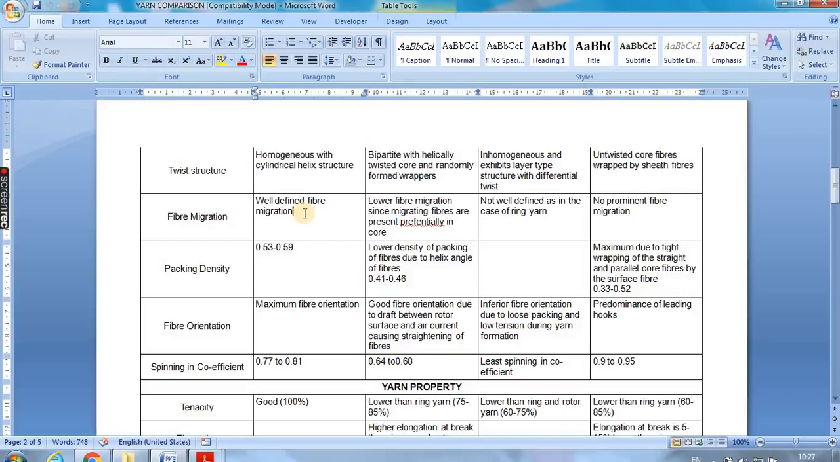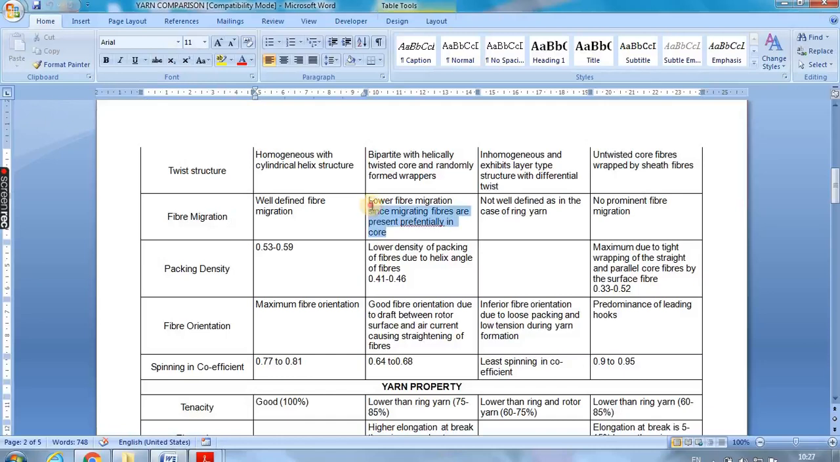We have seen two theories of migration. The first theory is based upon the geometrical migration, that is because of the twisting process that is there in all the spinning systems. The second theory is based upon the variation in tension which causes the fiber migration. The variation in tension is because of spinning tension in the ring spinning. In the spinning triangle, you have outer fibers which are having high tension and core fibers which are having low tension. So this tension difference will lead to better fiber migration in the case of ring.